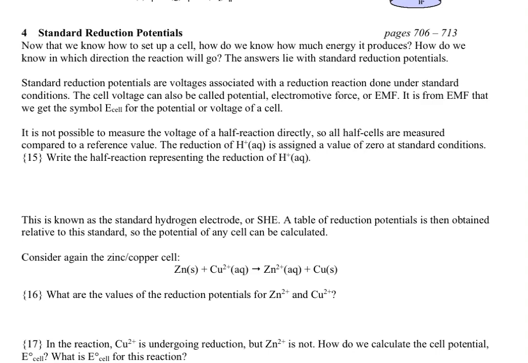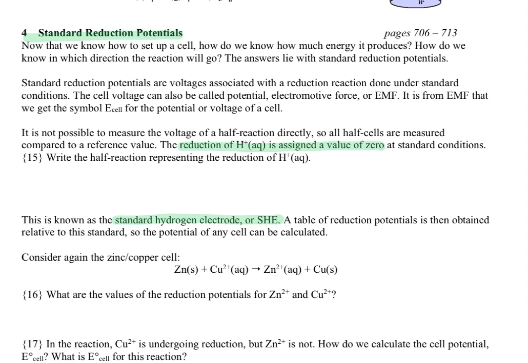So in order to do this, what we have to talk about is an idea referred to as the standard reduction potentials. So we're in section 4 of the notes. Now, the standard reduction potentials, they are all relative to a particular reduction reaction. That is, they are relative to what is referred to as the standard hydrogen electrode, the SHE. And by definition, that particular half reaction, namely the reduction of H+ ions, is going to be assigned a value of 0.00 volts.